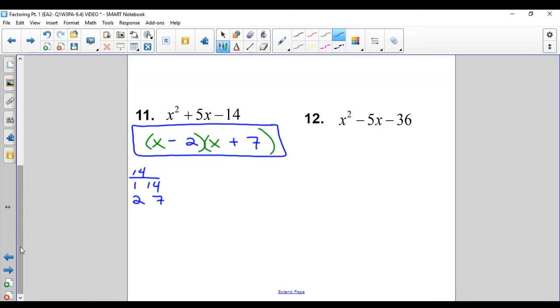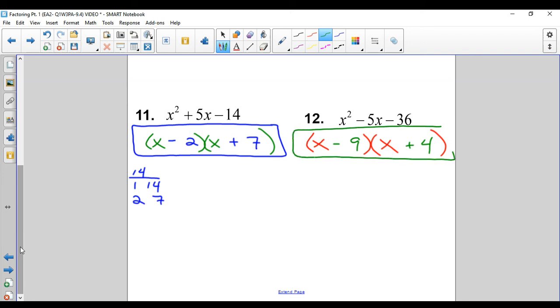Last one, same deal, just watch your signs. Open up 2 sets of parentheses, x and x. Factors of -36 that add up to -5. If you need to list them out, go for it. They happen to be 9 and 4. Now we need a -5 in the middle, so we have the bigger number be negative, so -9, +4. Once again, check your answer by FOILing it out. That's it.